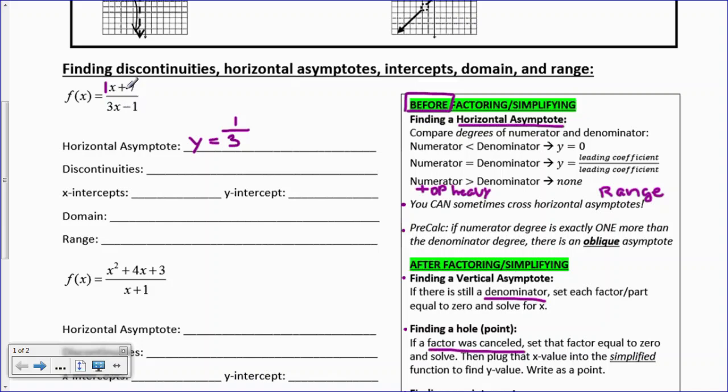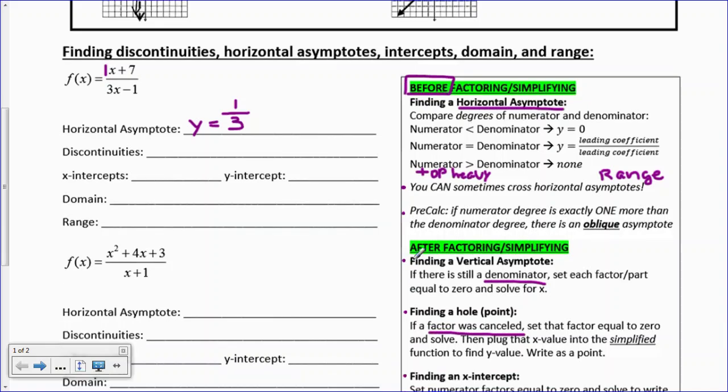Remember, you can only cancel things if they're connected with multiplication. Be very careful you're remembering your rules for canceling. So there's nothing I can do to factor or simplify, right? So because I can't factor or simplify, I just go straight into analyzing these new steps, all right?